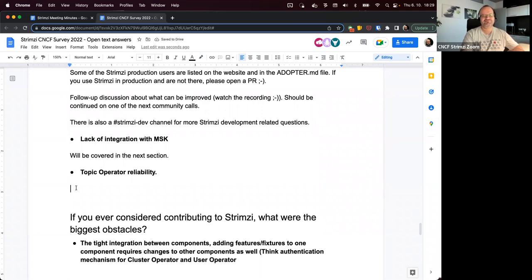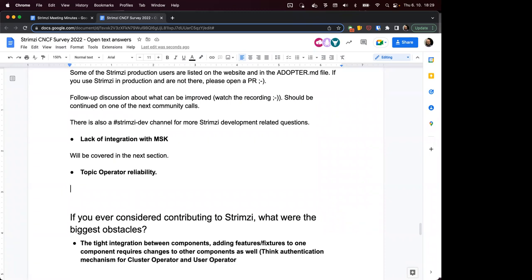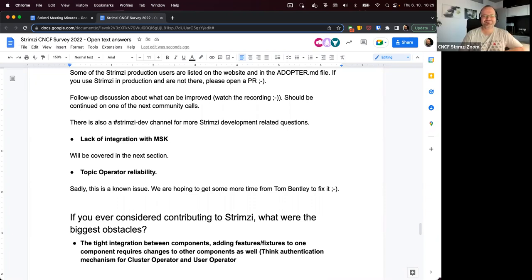Topic operator reliability. Does anyone want to say something to that? This is a known issue. So Tom Bentley is not here, so we can promise that he will fix all the topic operator issues. But of course, if anyone watching is interested in helping fix topic operator issues, I'm sure Tom would be happy to have other people helping as well. Yeah, definitely.